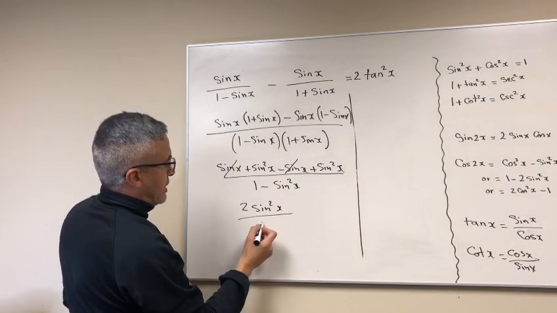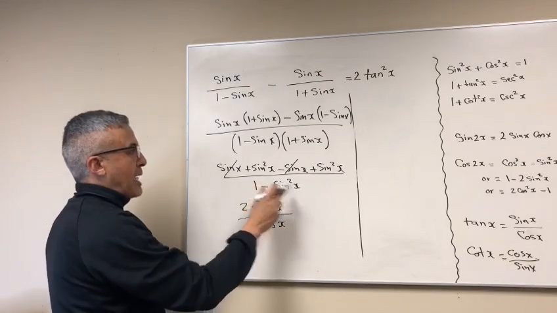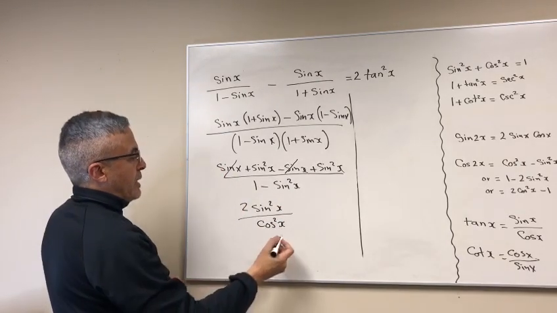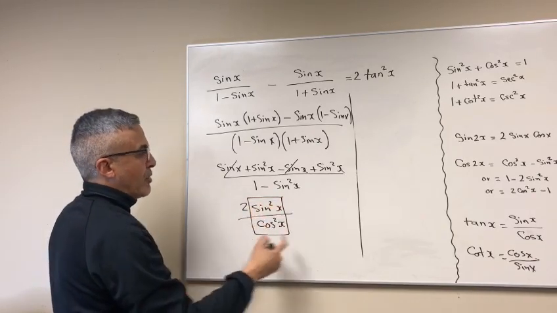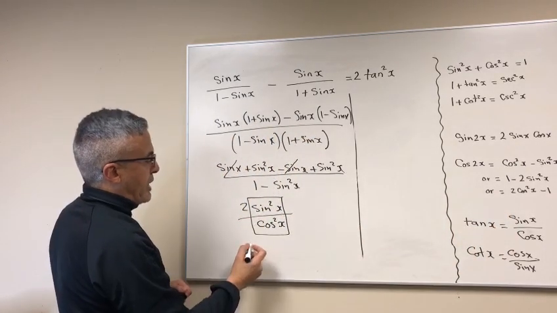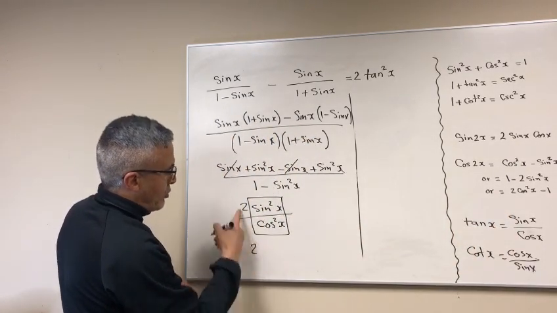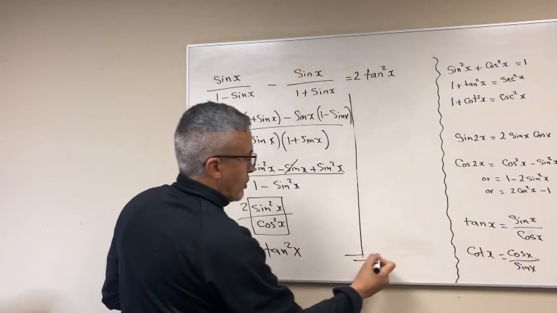You'll realize it equals cos squared x. So 1 minus sine squared will equal cos squared. Now this part right here, as we know, sine over cos is tangent, and since it's sine squared over cos squared, then it will give you 2 tan squared x, which equals the right side.